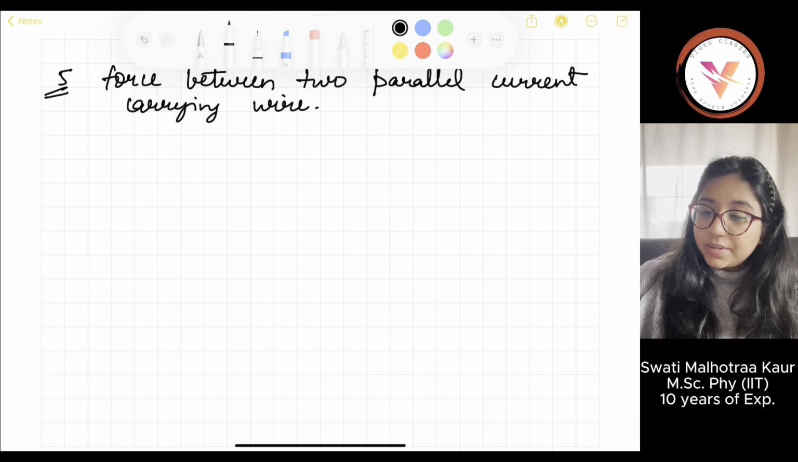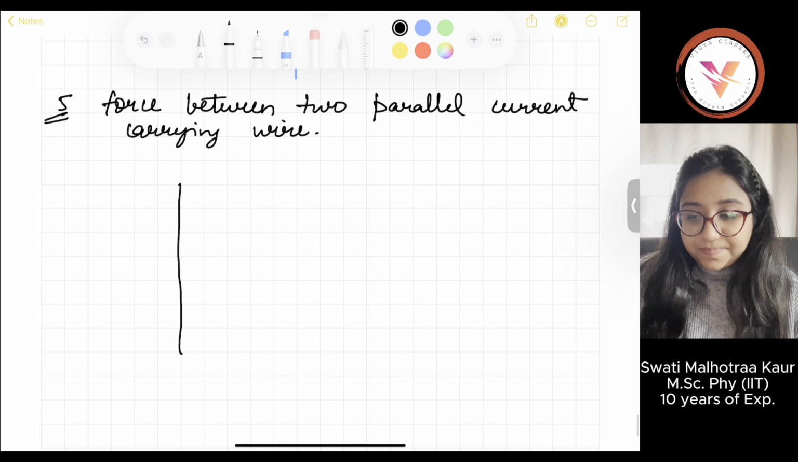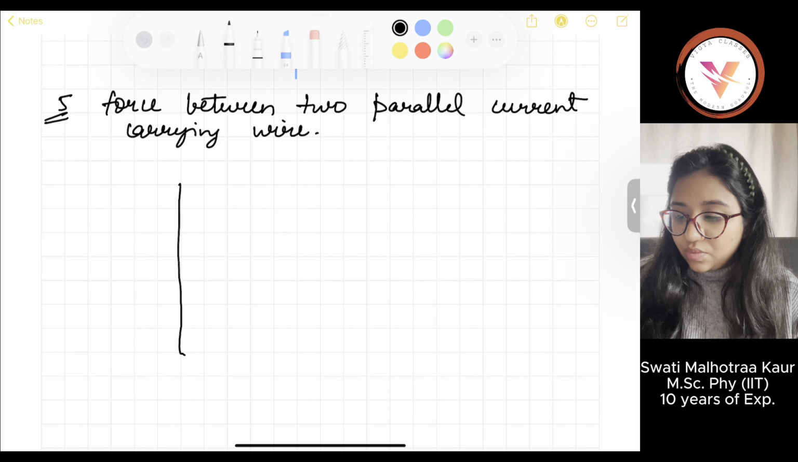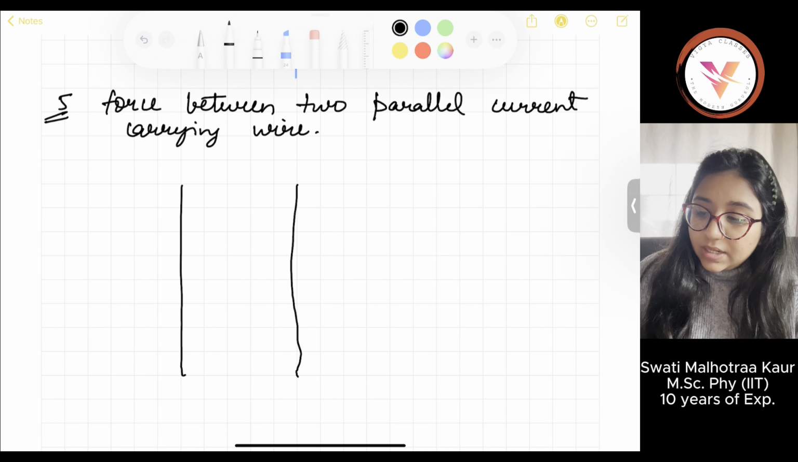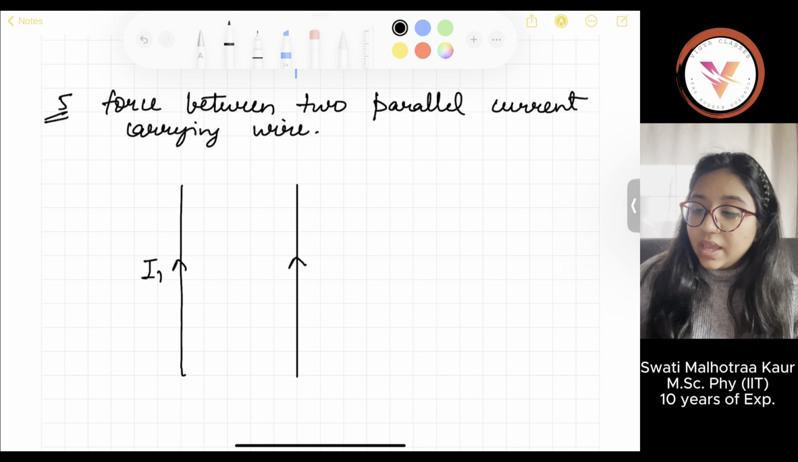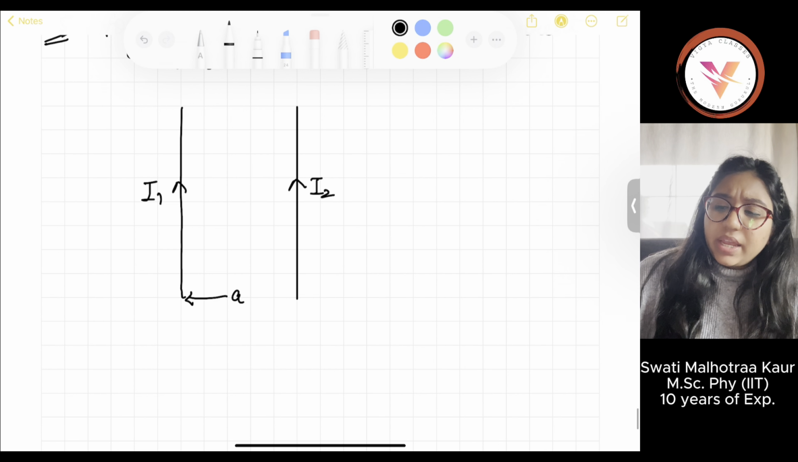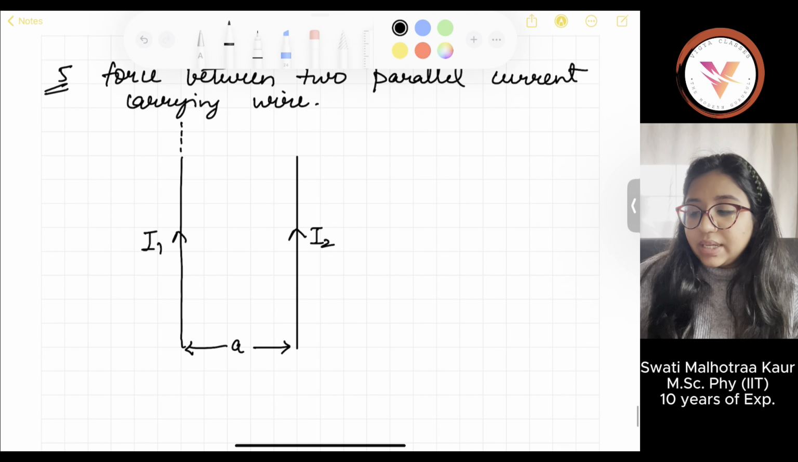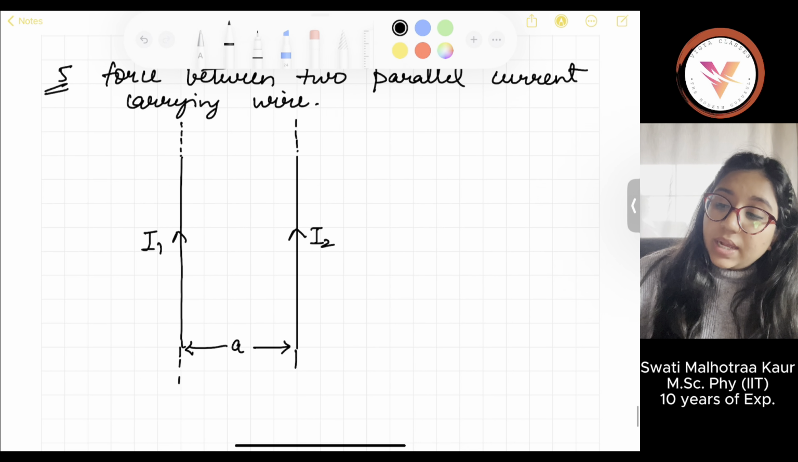Okay. So here, consider two wires, first and second, carrying current I1 and I2, both in parallel direction. And they are separated by some distance A. And let's take the wire to be infinite for a while, but you will see the infinity won't change anything.